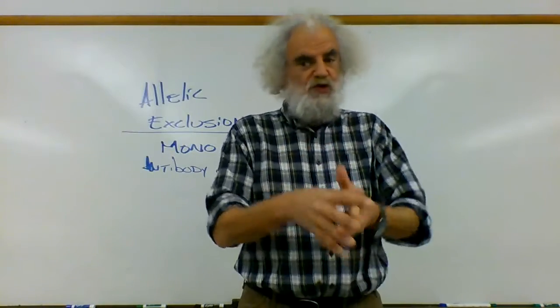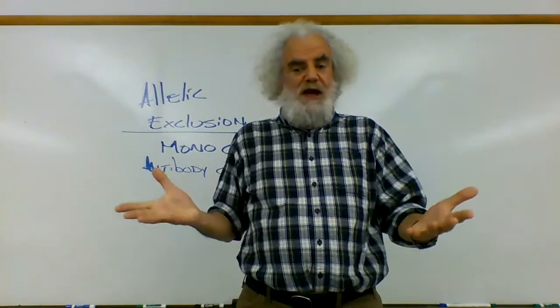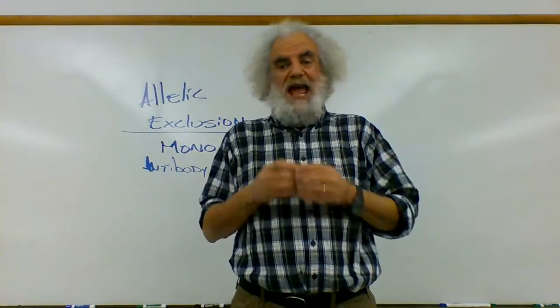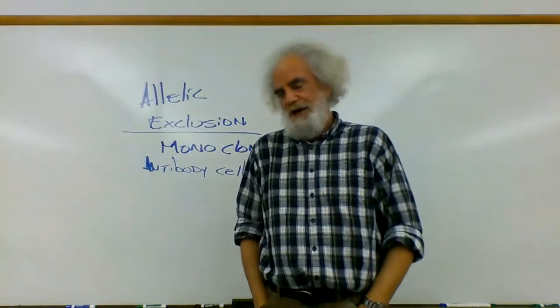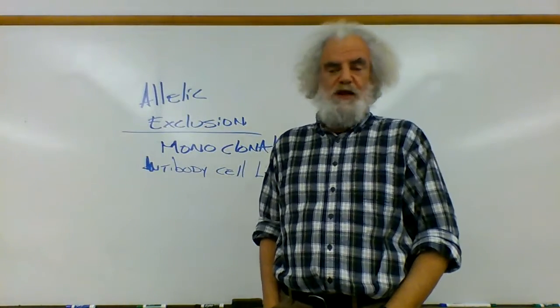Once you identify them, you start to grow those cells out, and you have, for all intents and purposes, an immortalized cell line that is producing your antibody. So that's a monoclonal antibody. Very cool story. We can talk more about it if you're interested.